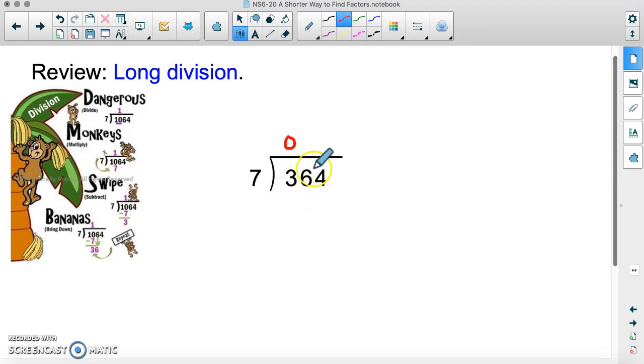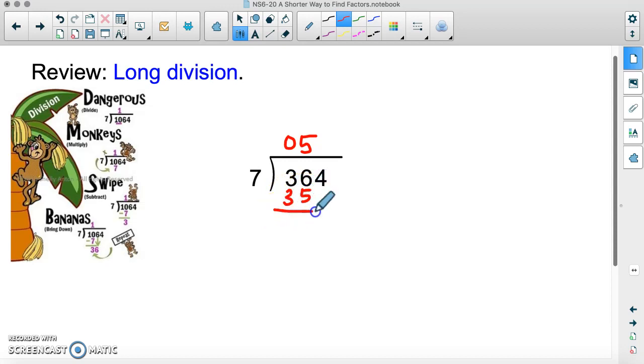Now I'm going to look at the number 36. Does 7 go into 36? Well, it goes into 35, so 7 can go into 36 5 times. So 5 times 7 is going to give me 35.